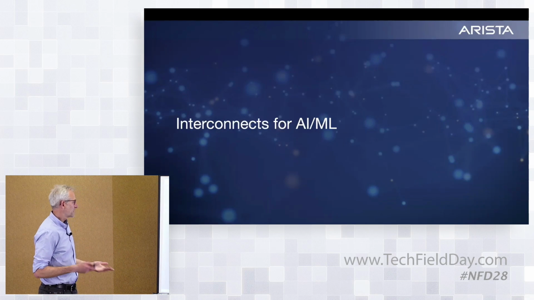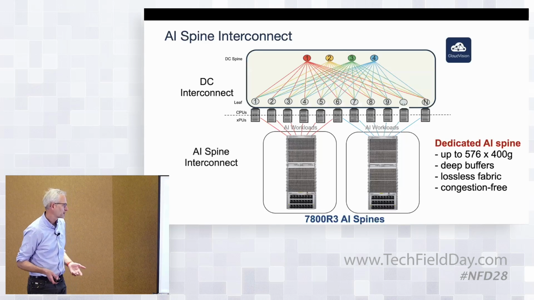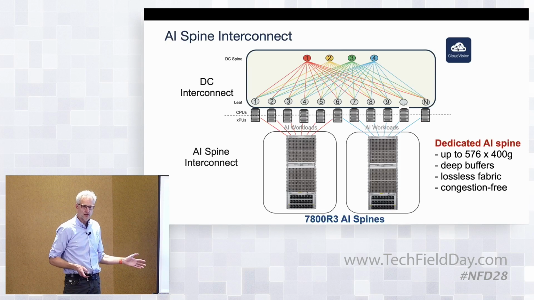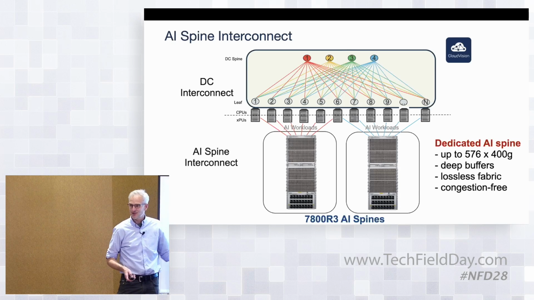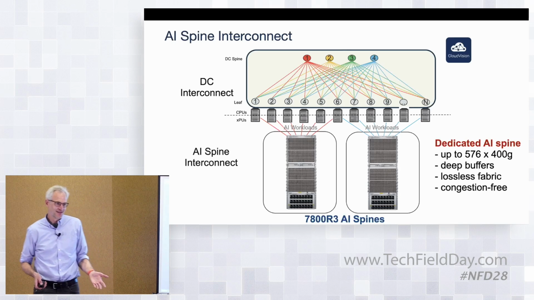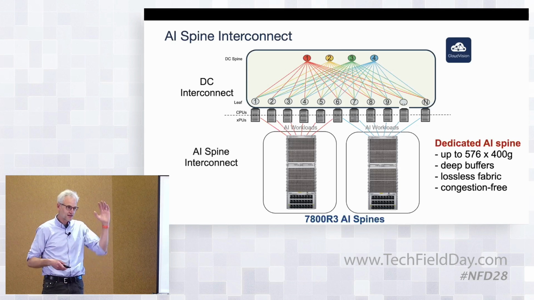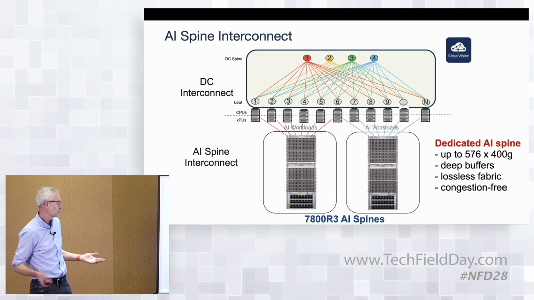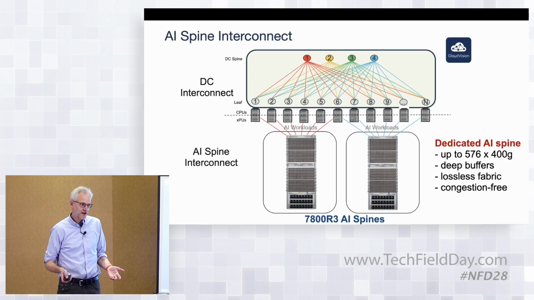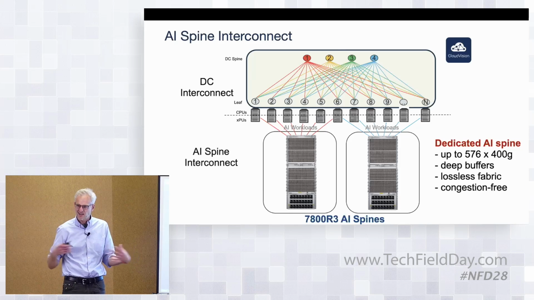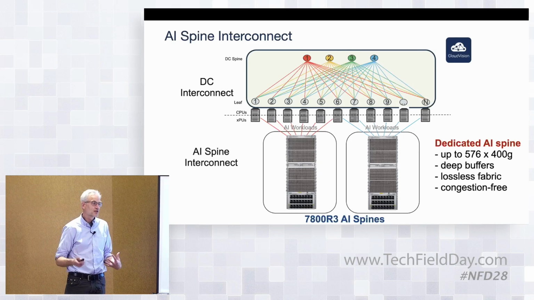So what does this mean in terms of the interconnects that we see people using for these AI and ML applications? Well, one that works super well is if you can just take a 7800 chassis and connect your GPUs directly to the 7800 chassis. The scale is actually quite impressive. We've got 576 400 gig ports we're shipping today in a 16 slot chassis. It can be 1152 200 gig ports. It's got deep buffers. The fabric itself is a lossless fabric. So even though it's multiple chips inside it, and you may have heard us talk about it before, it's like a Clos fabric inside, but it's congestion free.